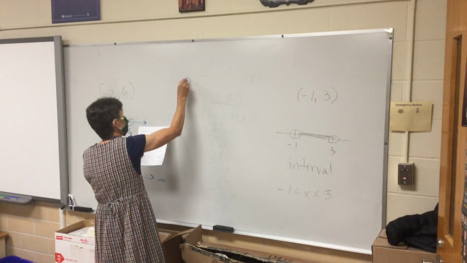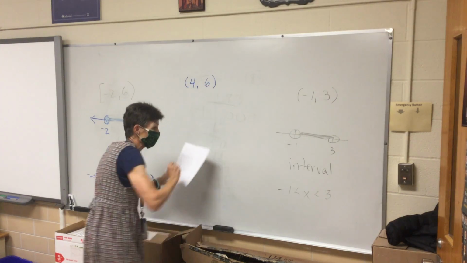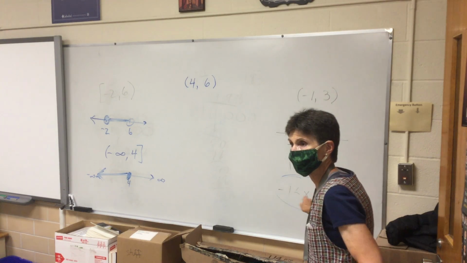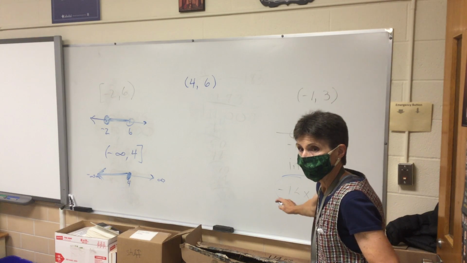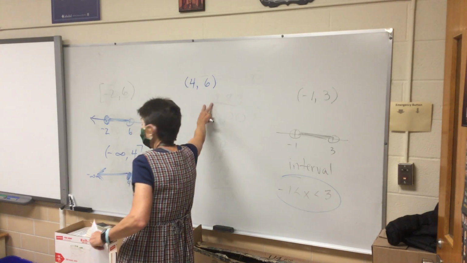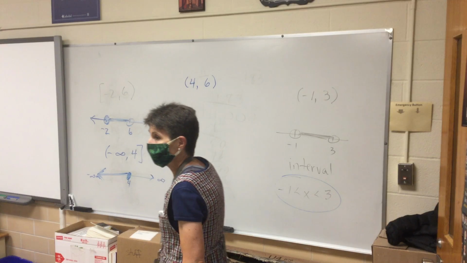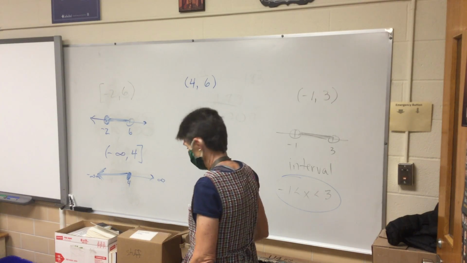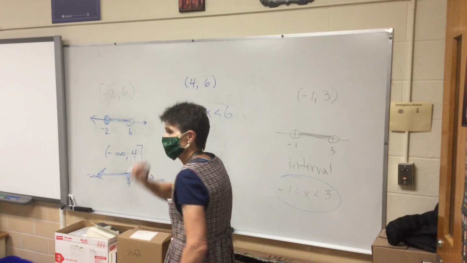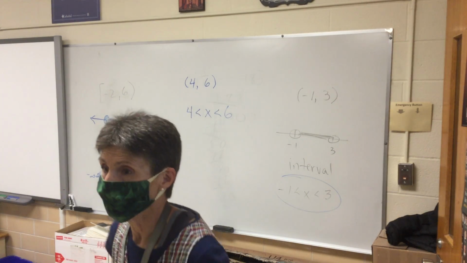Now we're going to write as an inequality. This is what we mean by an inequality, with the less than or greater than symbols, okay? That's what we mean by an inequality. So, any ideas? You want to take a wild guess? What's that going to look like? Mary Kate? 4 less than x greater than 6. Actually, you're so close.